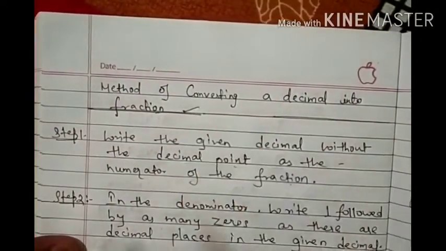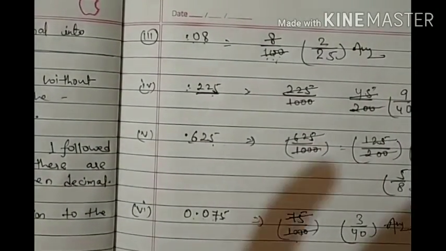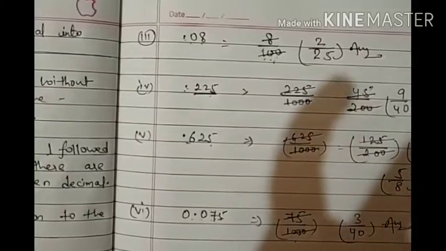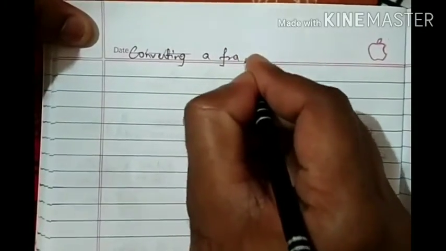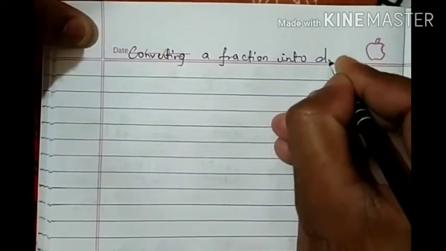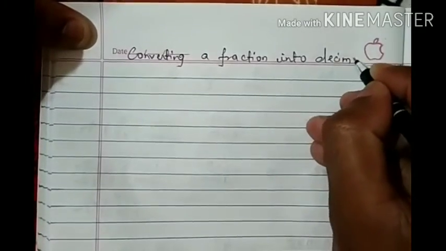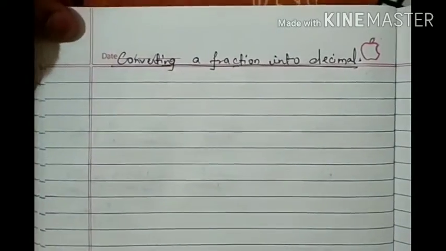This was all the examples regarding methods of converting a decimal into a fraction. Now we will study converting a fraction into a decimal. Now we will study how we can convert a fraction into a decimal.